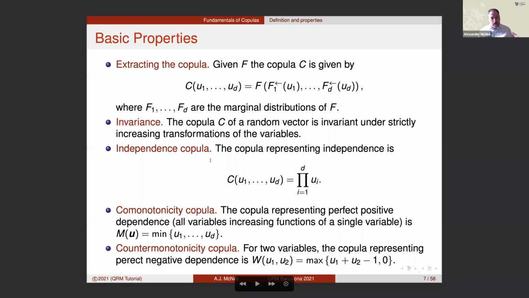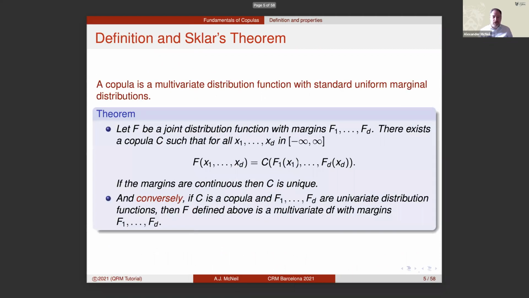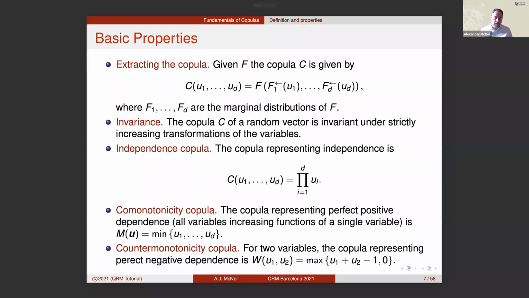So let's talk about three fundamental copulas. Copulas are about dependence, and independence is a special form of dependence. If I take this function of u1 to ud, so I simply have the product of u1 times u2 times u3, and put that into this formula here, I'd be saying that the joint distribution is a product of the marginal distributions, which is what we know as independence. So that's a special copula.